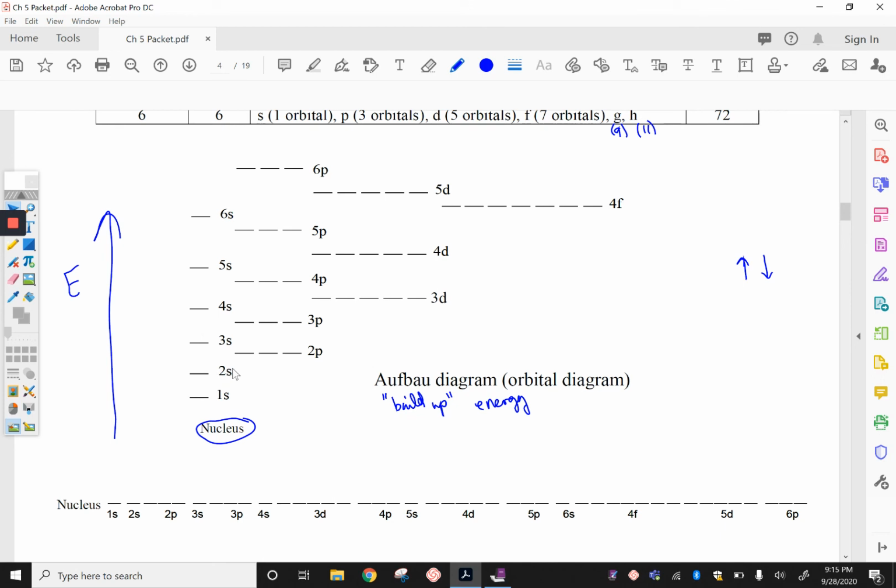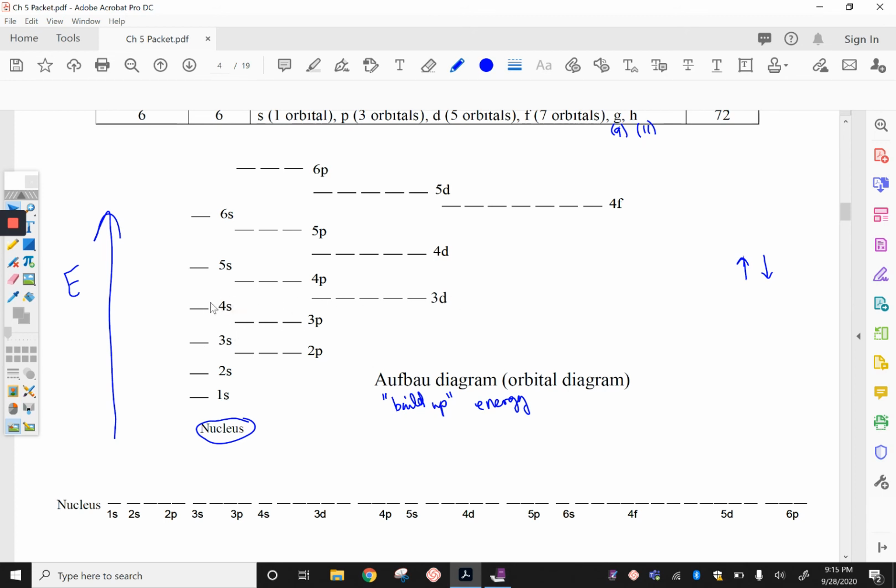The second energy level has the S and the P. S has one orbital, P has 3 orbitals. And you can see that the 2p is a little bit higher in energy than the 2s. The third energy level has the 3s, 3p, the 3d. And you can see S has 1 orbital, P has 3, D has 5. The 3s is lower in energy than the 3p, than the 3d.